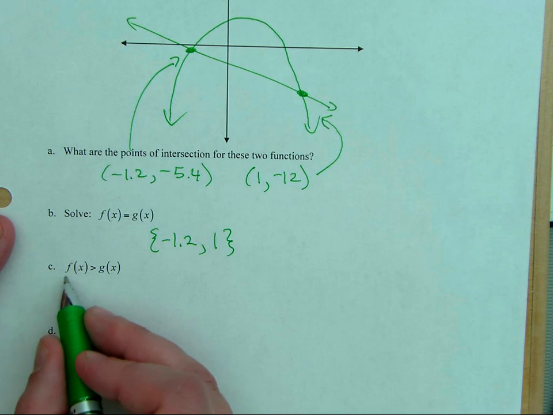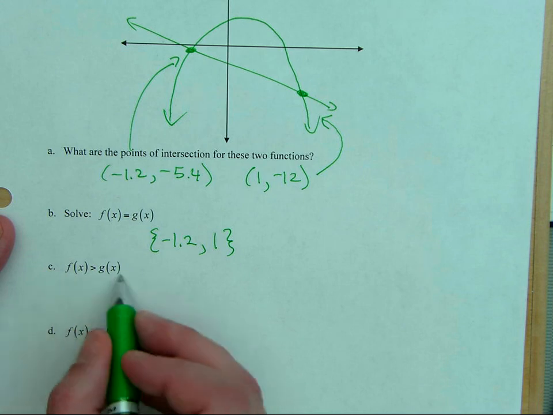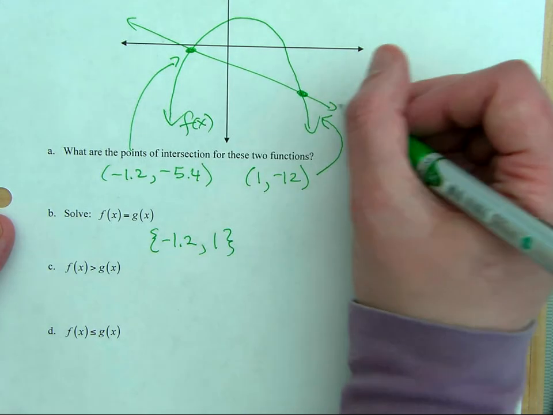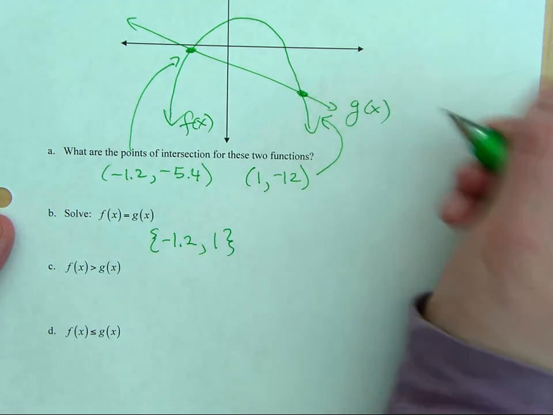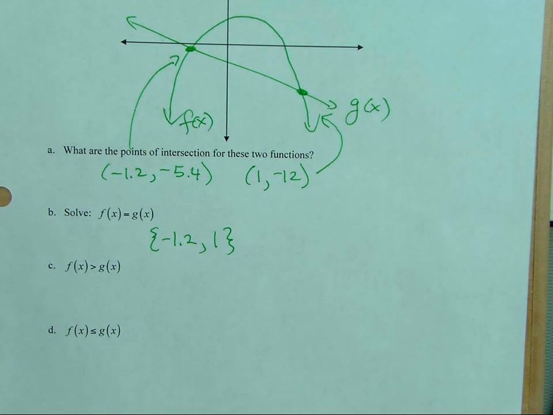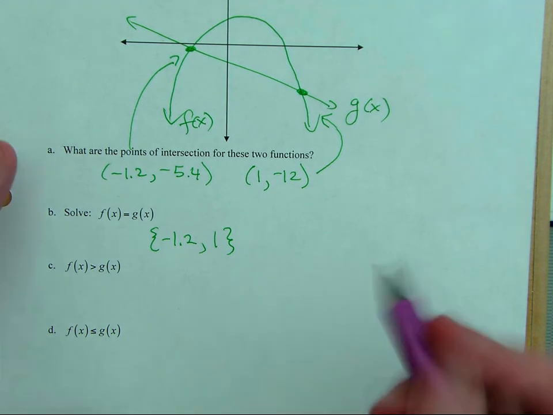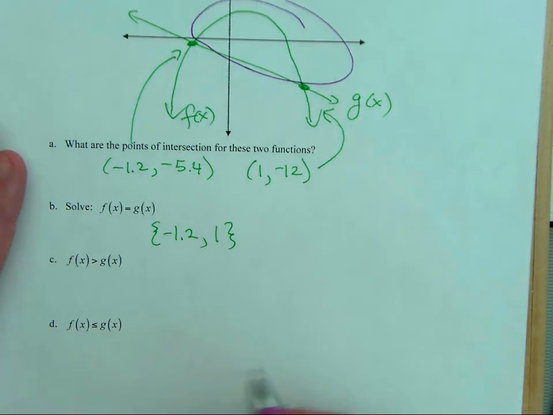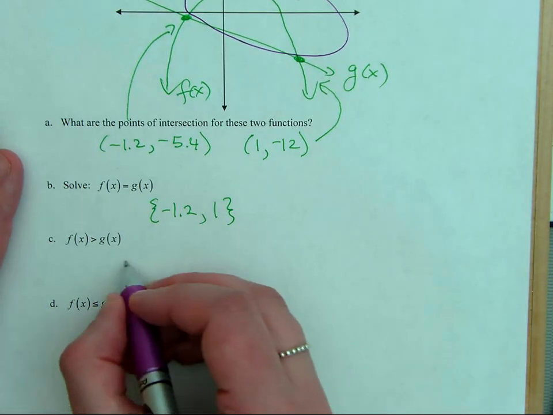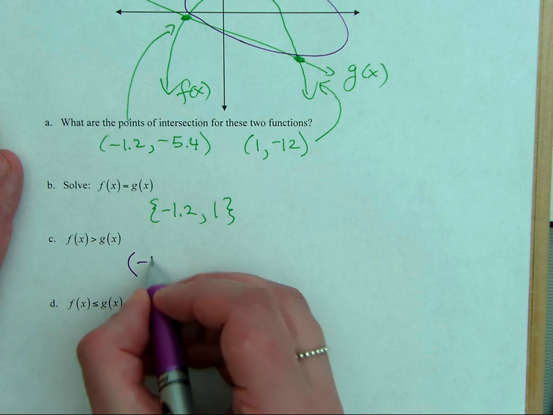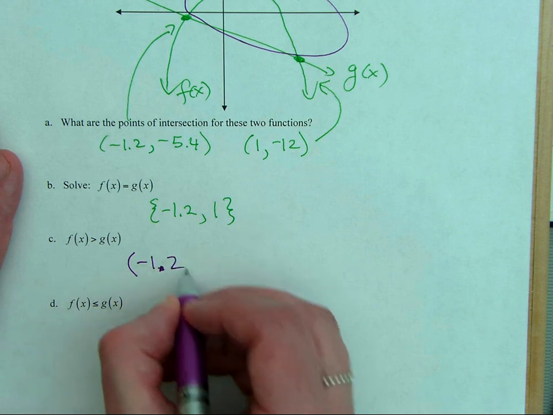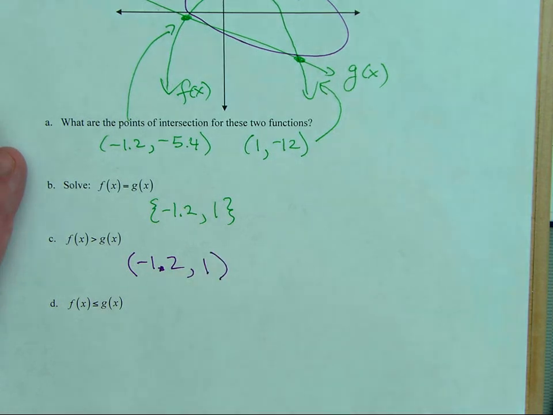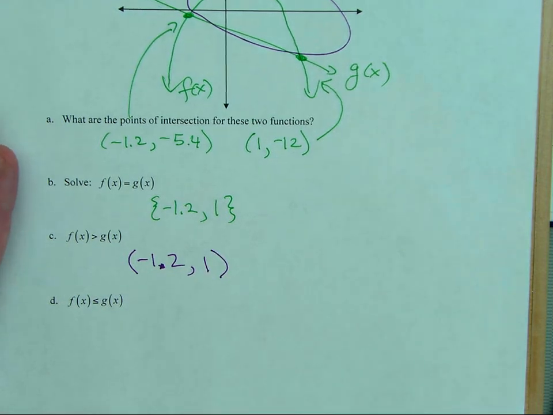And then where is f of x greater than g of x? Well, f of x is my parabola, and g of x is my line. So where is the parabola greater than the line? Greater than would be all the way up here. So what did you say for greater than? Right? From negative 1.2 to 1. I'm not including those endpoints.